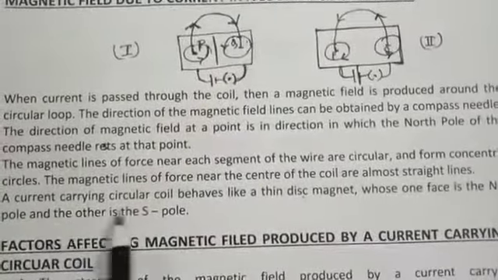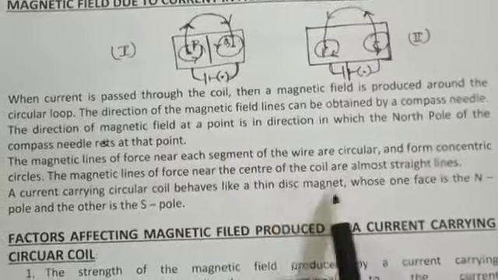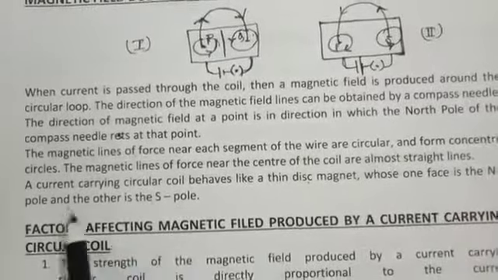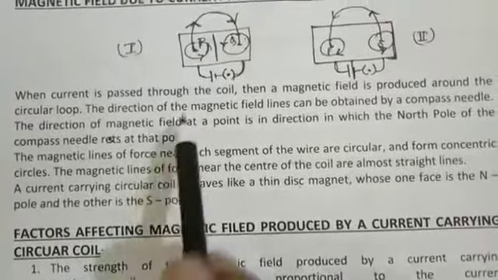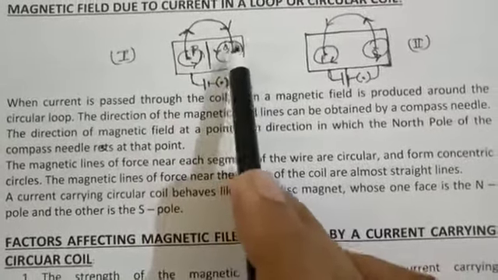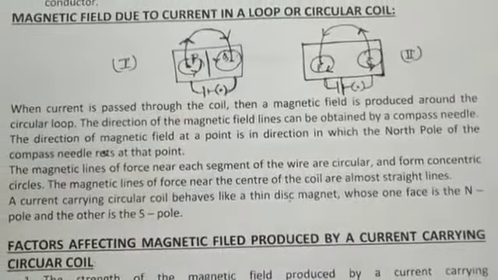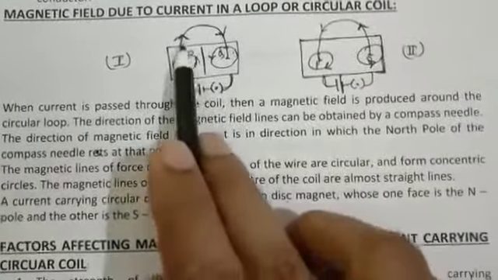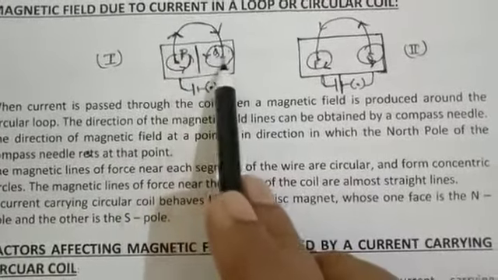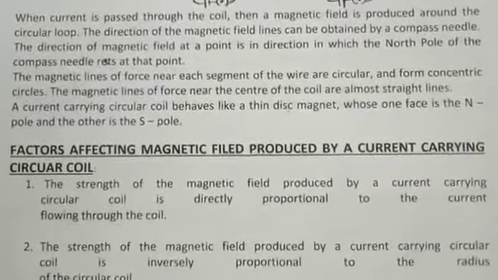A current carrying circular coil behaves like a thin flat magnet whose one face is the north pole and the other is the south pole. So if this becomes north, it will become south. So this is what we will have in this practical. As we pass the current through it, we have two ends of the coil with two different natures of magnetic field.